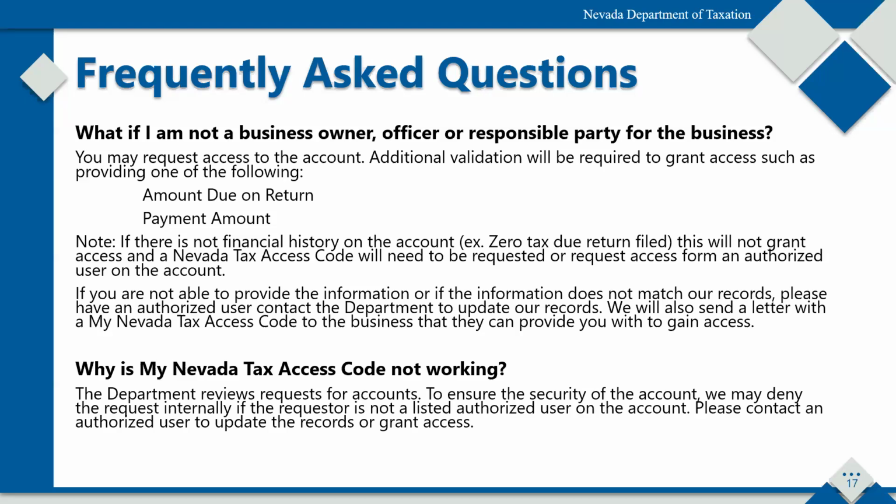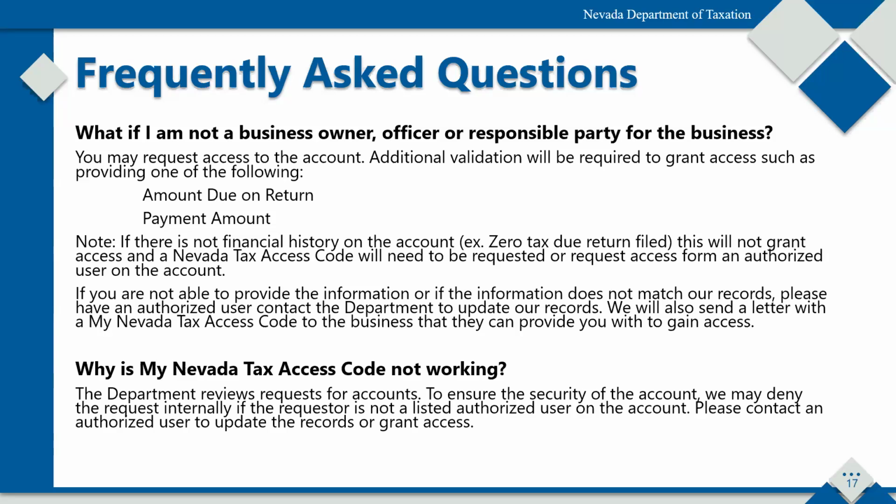If you are not able to provide the information, or if the information does not match our records, please have an authorized user contact the department to update our records. We will also send a letter with a My Nevada Tax access code to the business that they can provide you with to gain access.